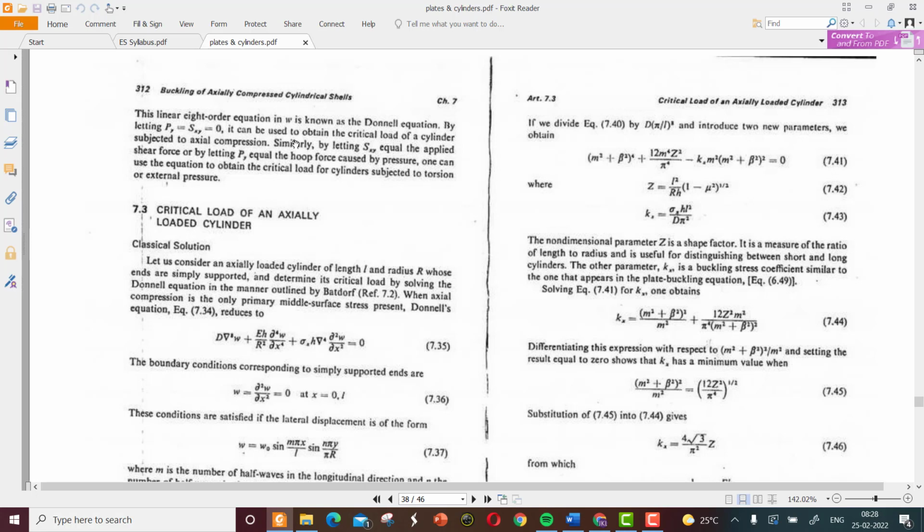and by letting Py equal to 0, it can be used to obtain the critical load of a cylinder subjected to axial compression. That is, Pxy is neglected, and Px is the axial compression. Similarly, by letting Pxy equal the applied shear force, or by letting Py equal the hoop force caused by pressure, one can use the equation to obtain the critical load for a cylinder subjected to torsion or external pressure.